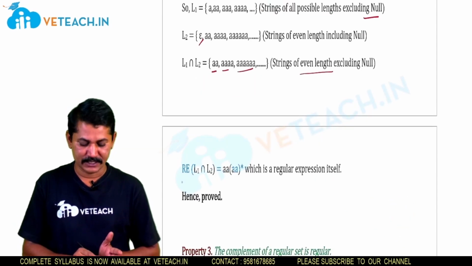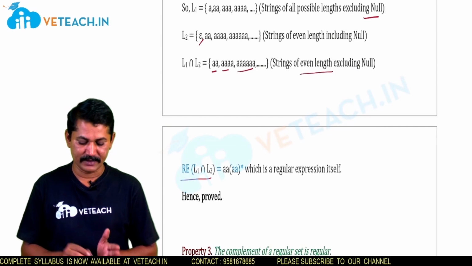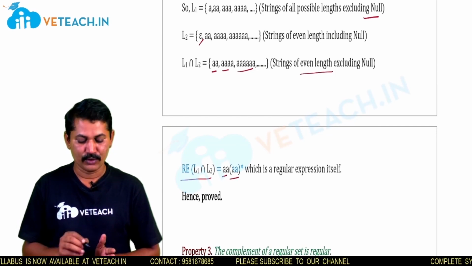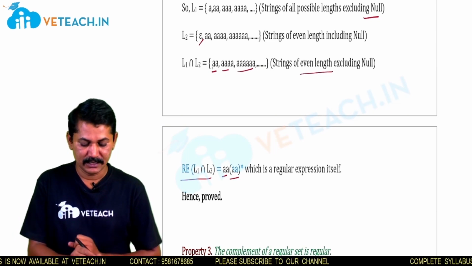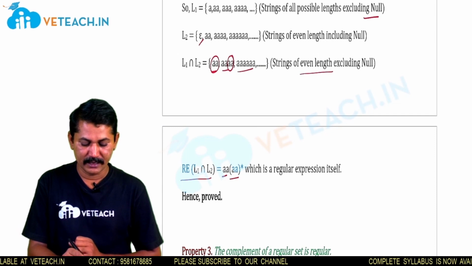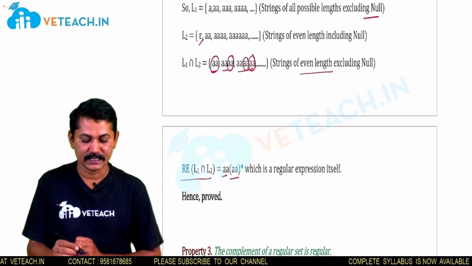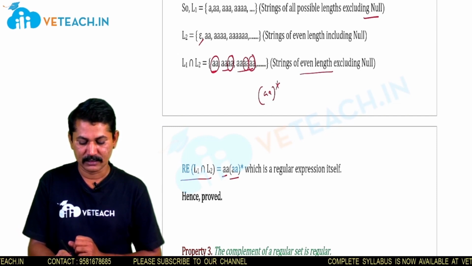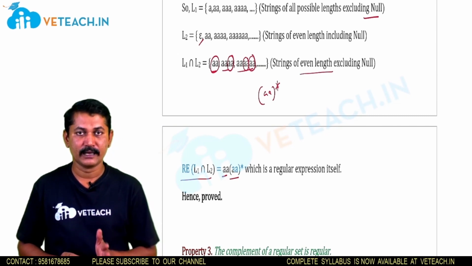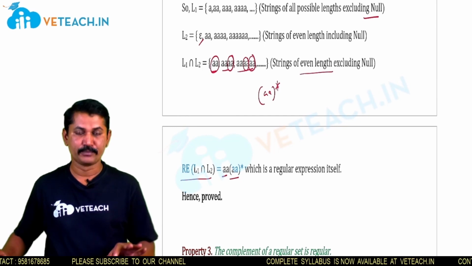The regular expression for the intersection of the two languages is given as AA(AA)*. Here AA is there, and AA is repeated, which we can write as (AA)*. So the intersection is also regular, and we have proved it.